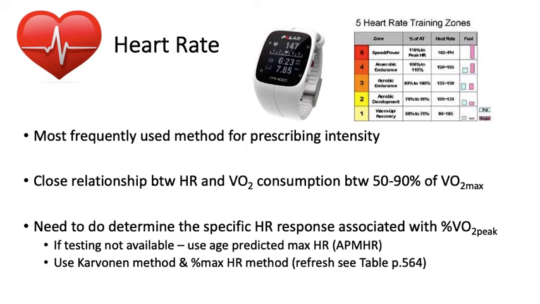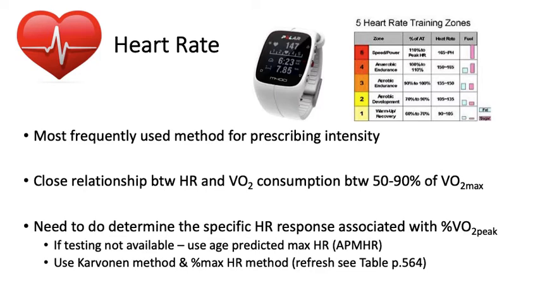Heart rate is considered to be the most frequently used method for prescribing intensity, especially now with Apple Watches and different watches having embedded heart rate. You need to be careful that it is actually measuring accurately. I remember having my first Fitbit, and it had integrated heart rate, and the heart rate was all over the place.